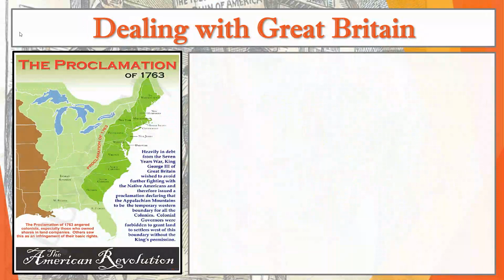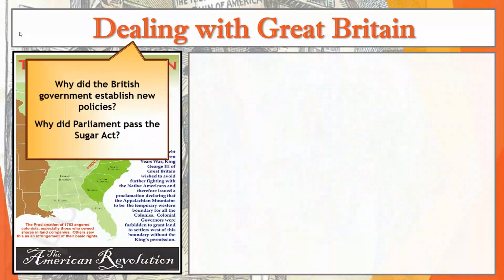So let's look at this, dealing with Great Britain. First of all, why did the British government establish new policies? I think we know that from our last unit. We know that the French and Indian War was fought. And you'll notice I can answer some of these questions already, which is good. You should be able to as well, if you have that frame of reference, that background knowledge. So I know that they established new policies because of the French and Indian War.